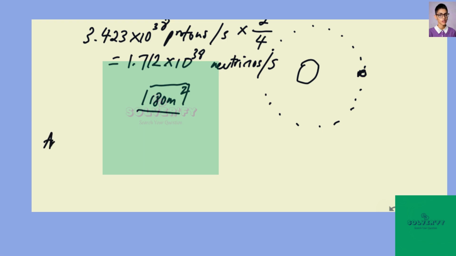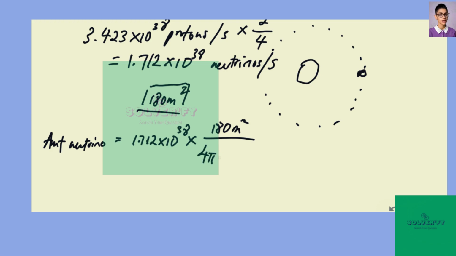So the amount of neutrinos that is passing through, we take the total number of neutrinos, multiply that by the fraction, right, as previously mentioned. So this is the fraction over the entire surface area, that is 4 pi times r square, and the r is the distance from the sun to the earth, that is 0.496 times 10 to the power 11 meters square.